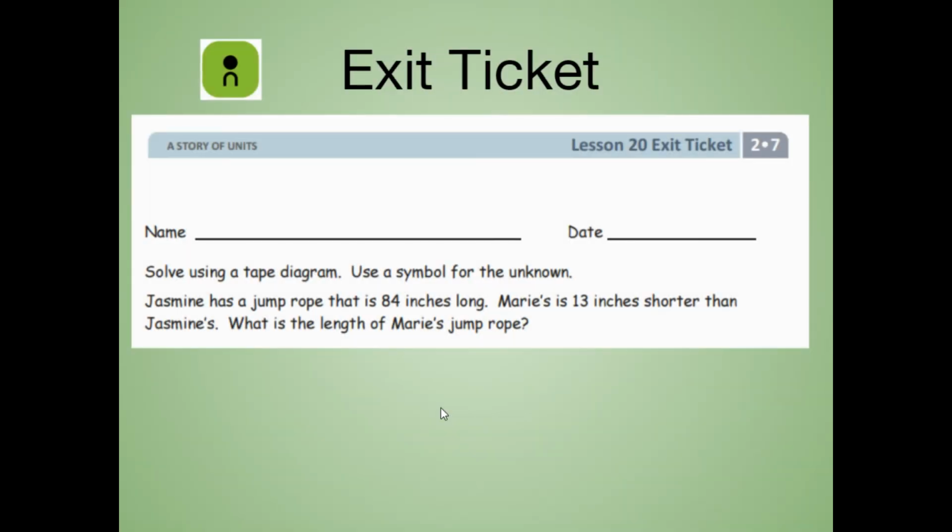All right, so now you have your exit ticket, and here is your exit ticket. It is uploaded. That is what you would get credit for today. All right, you guys, that is the end of lesson 20.